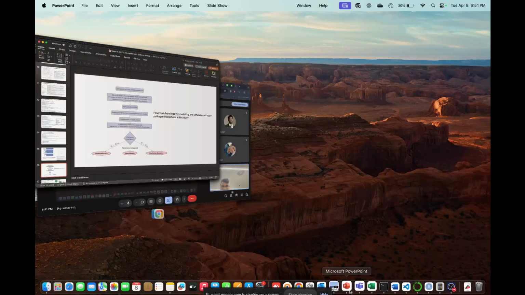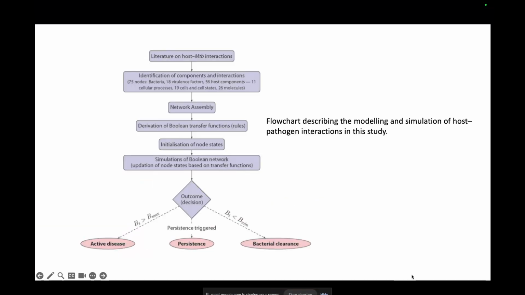Okay, I hope you've understood how this kind of Boolean modeling works, and I hope I have given you an example to make you appreciate this particular model.